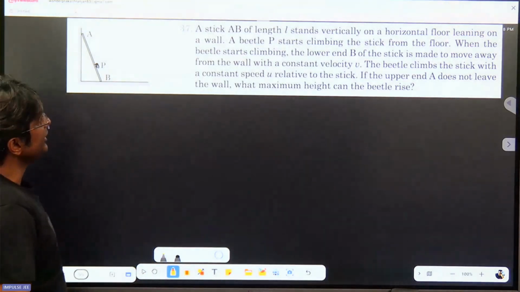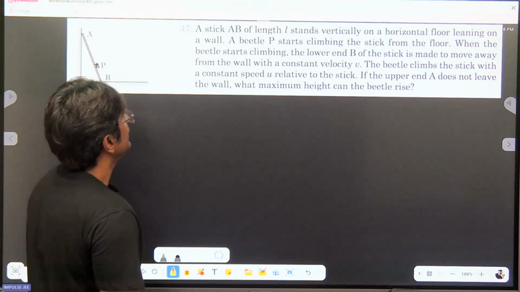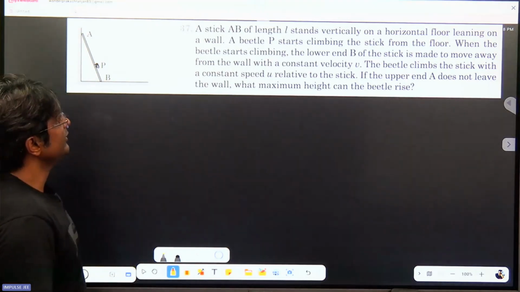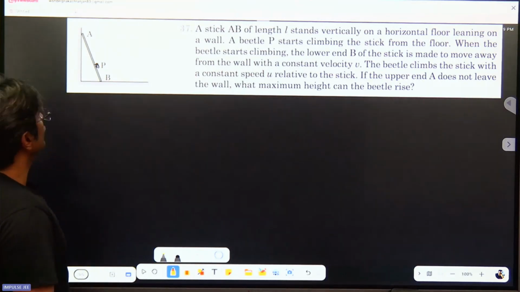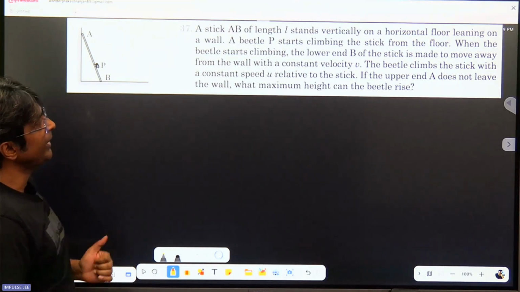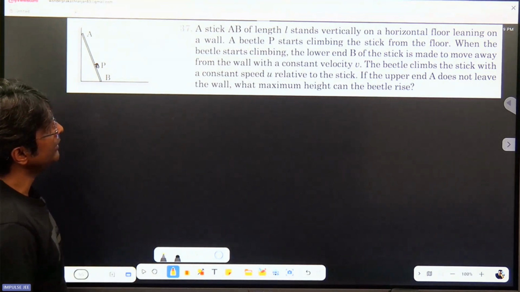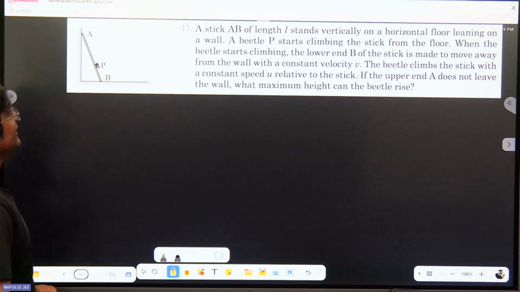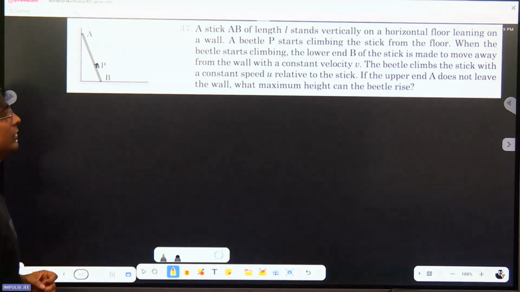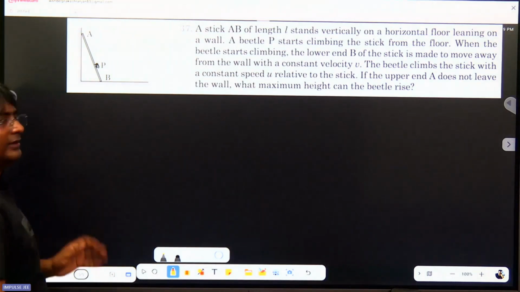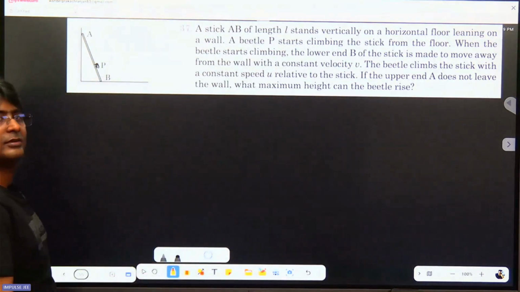Question is, a stick AB of length L stands vertically on a horizontal floor, leaning on a wall. A beetle P starts climbing the stick from the floor. When the beetle starts climbing, the lower end B of the stick is made to move away from the wall with a constant velocity V. The beetle P climbs the stick with a constant speed u relative to the stick. If the upper end A does not leave the wall, what maximum height can the beetle rise? So see how to predict when the beetle will reach the maximum height.